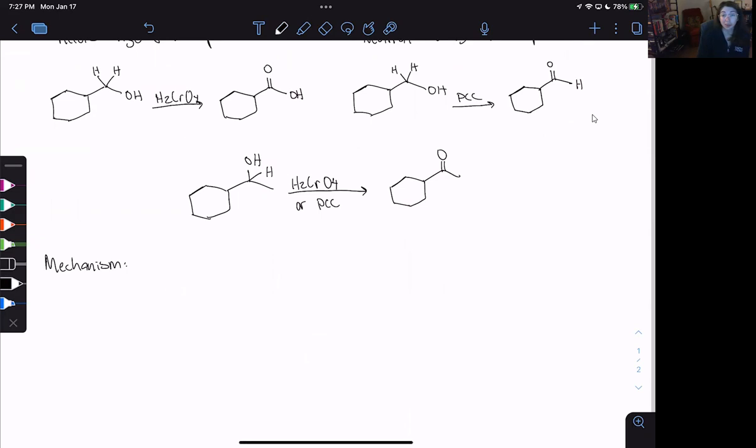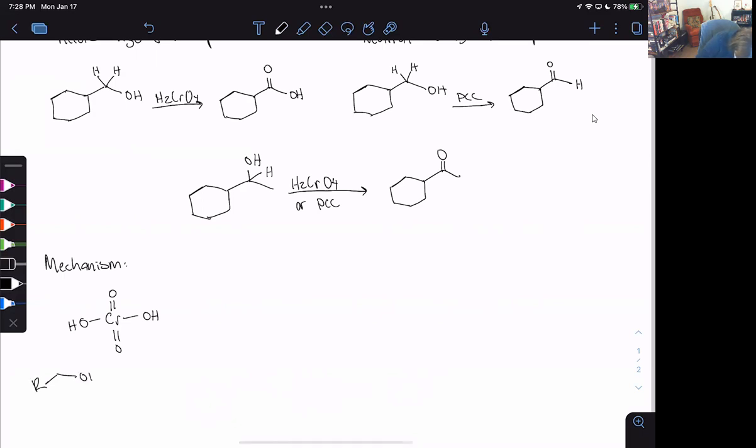So the mechanism is going to be the same for chromic acid and PCC. There's just one part in the middle where it goes one way or the other way. Okay, so at the end of the day, though, we're going to have some sort of chromium center, and we have our alcohol. And I'm just going to put an R group over here to make it general, and so that I don't have to draw that cyclohexane the whole time.